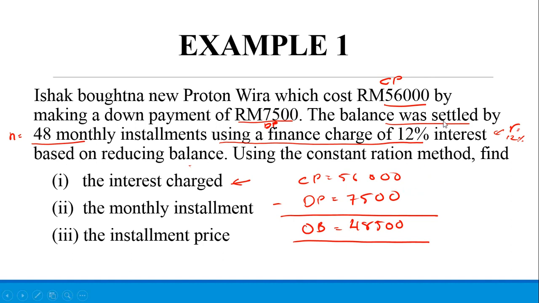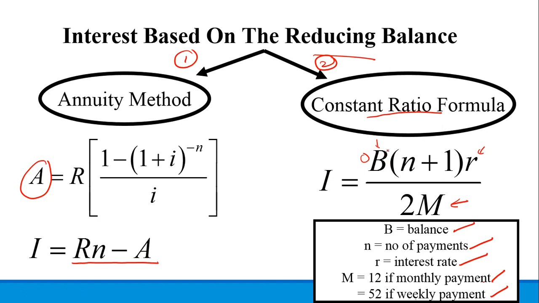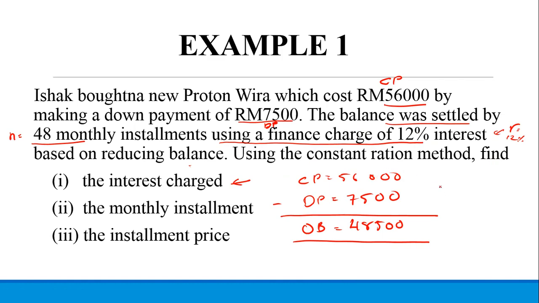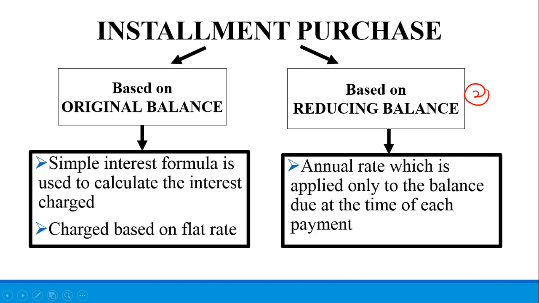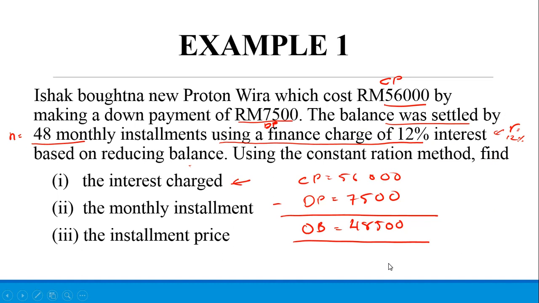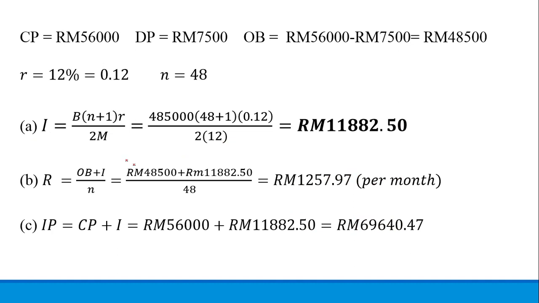To find the interest charge, you will use this formula. I equals B multiplied by N plus 1, times R, divided by 2M. And M here is 12. Since we use monthly payments, in 1 year we have 12 times you need to pay because there are 12 months. So this is what I put.